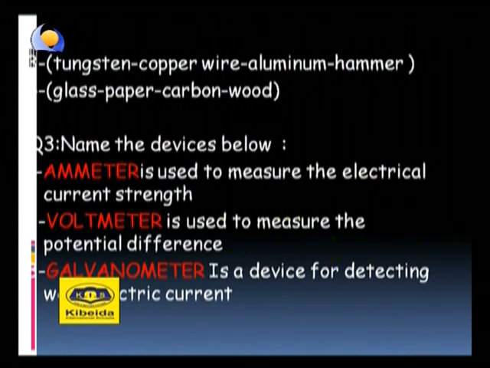Question three, name the devices below. There are different devices in the electricity unit: ammeter, voltmeter, galvanometer. The first one is used to measure electrical current strength, voltmeter for potential difference, and galvanometer to detect weak electric current. Also, current strength, I told you before, has a device to measure the current strength and a unit to measure the current strength. So you have to differentiate between ammeter and ampere.